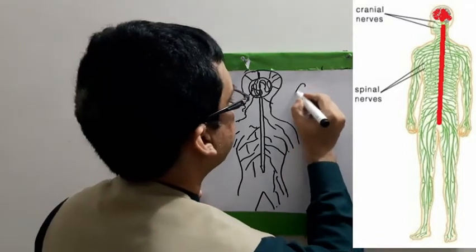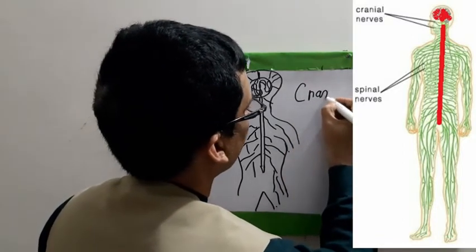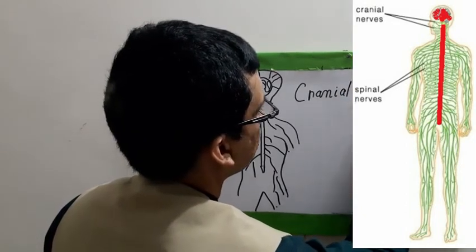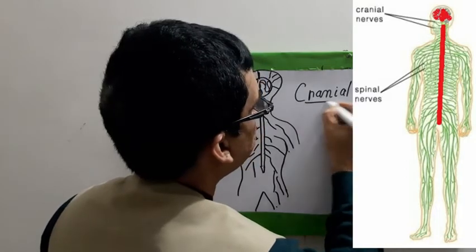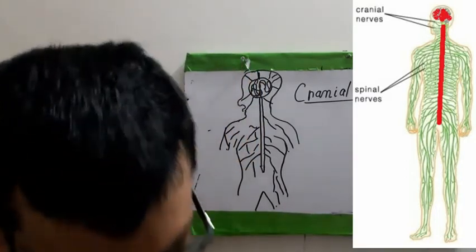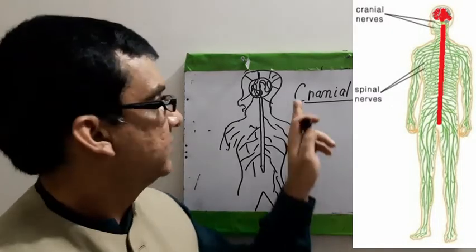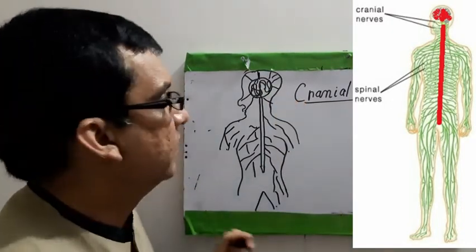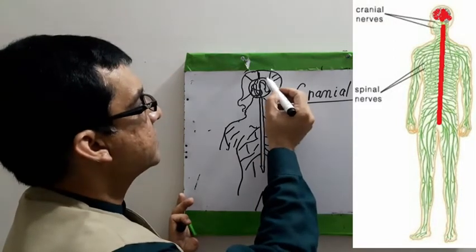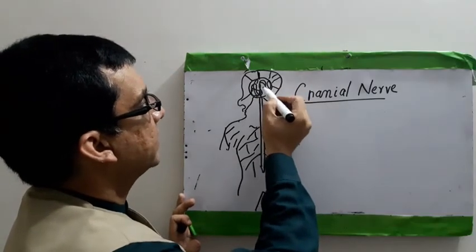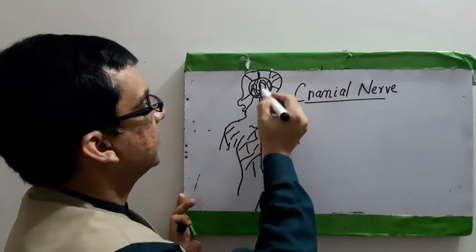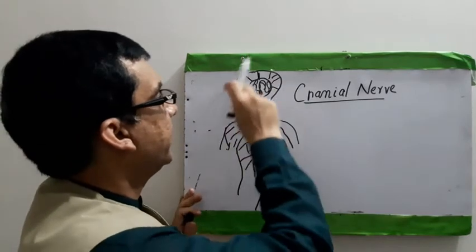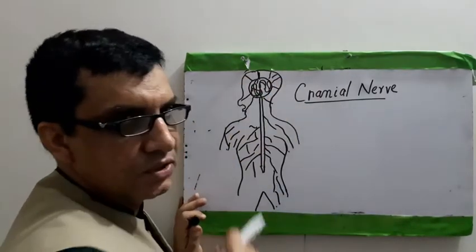One is called the cranial nerves. Cranial nerves are the nerves that arise from the brain, and there are 12 pairs of cranial nerves. You can see here, these are the cranial nerves, and they arise from the brain and connect the head region with the central nervous system, the brain.